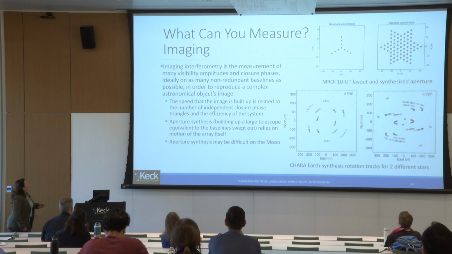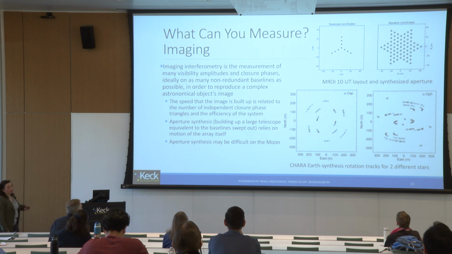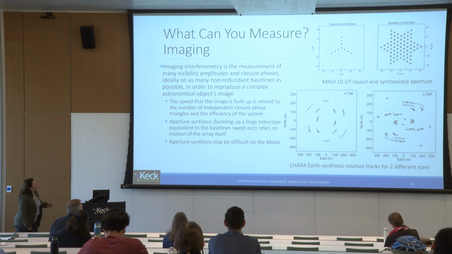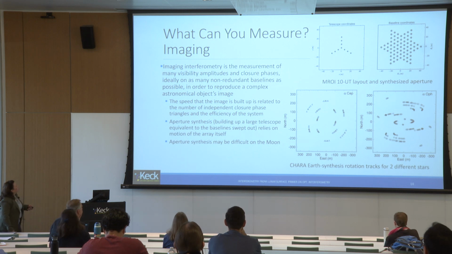All right, so imaging, start with. We're all kind of addicted to images. We all carry around cell phones and take pictures of things all the time. Imaging interferometry is really the measurement of many visibility amplitudes and closure phases, ideally as many as you can get on non-redundant baselines, in order to reproduce a complex astronomical image that you see in the sky.